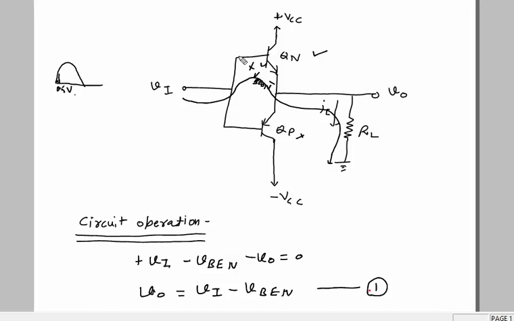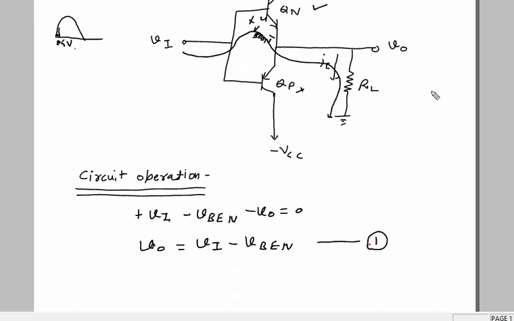Now ideally V0 should equal Vi, but here some voltage drop across the base emitter has to be there, which is required to switch QN on. So V0 will be Vi minus VBE N. Meanwhile the base emitter junction of the QP will be reverse biased. So this junction will be reverse biased.